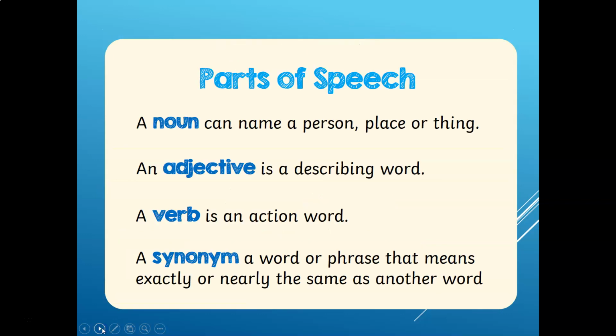Let's have a quick review from yesterday about the parts of speech. A noun can name a person, place, or thing. An adjective is a describing word. A verb is an action word, and a synonym is a word that means exactly or nearly the same as another word.